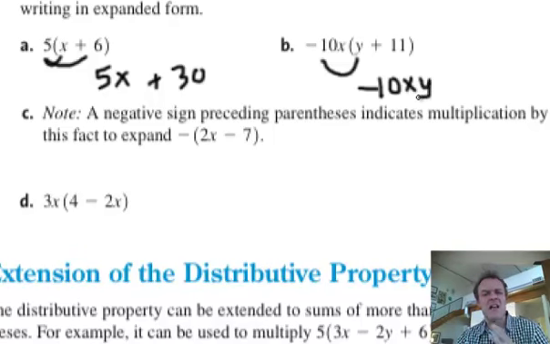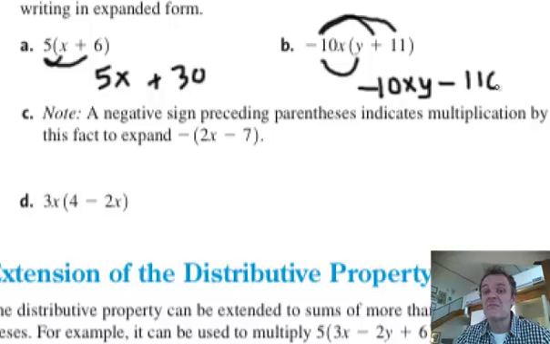Now, be careful. Negative times a positive is a negative. What's negative 10 times 11? That's negative 110. Just 10 times 11, and it's still got the x there. That would be the answer for that one. That might be a little bit harder.